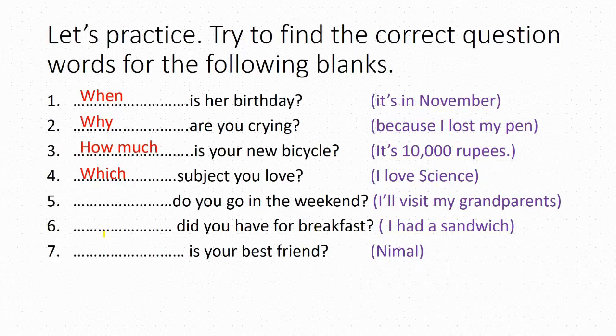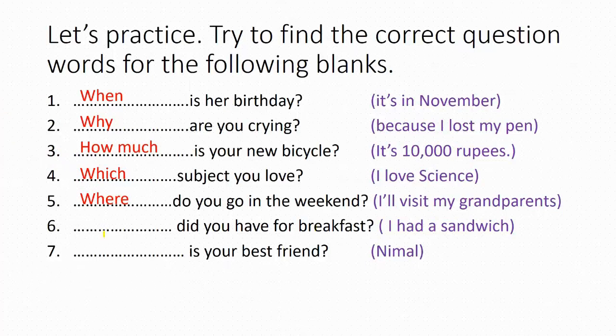The next question is, blank do you go in the weekend? The answer is I'll visit my grandparents. It's about a place. My grandparents' place is a place. Okay, if it is about a place, the question word should be where. Hope your answer is correct.